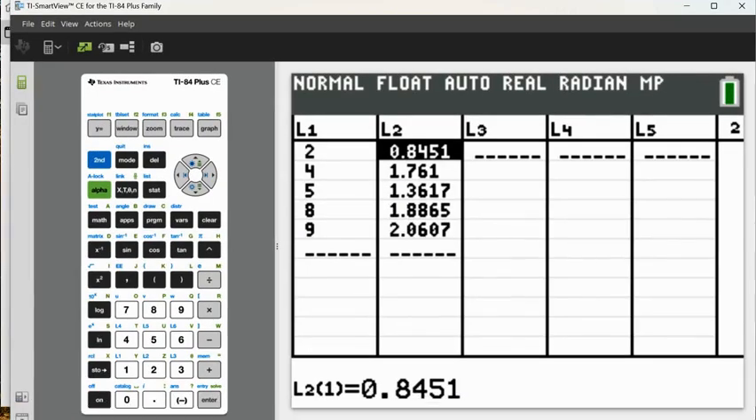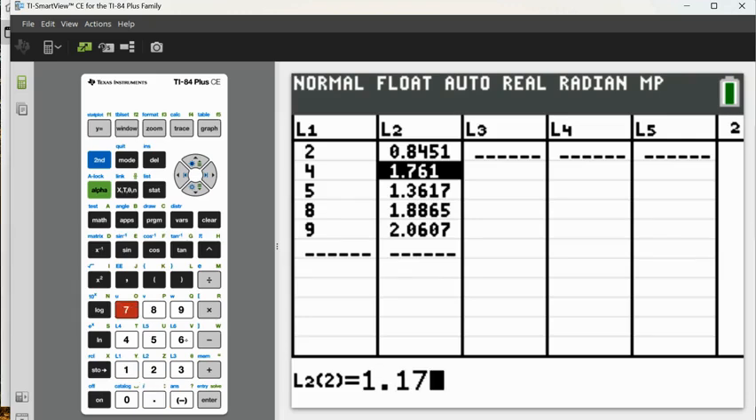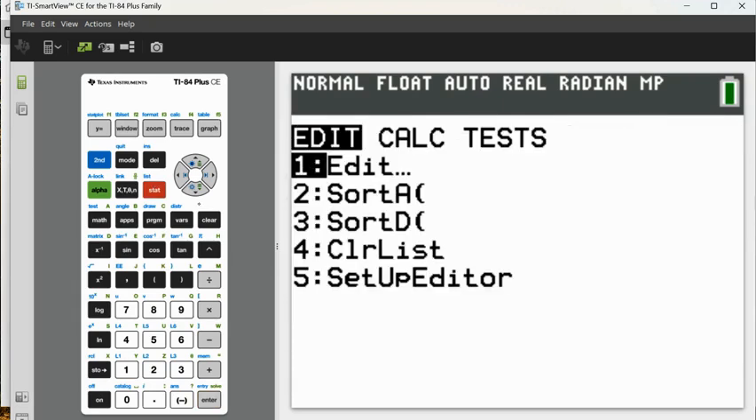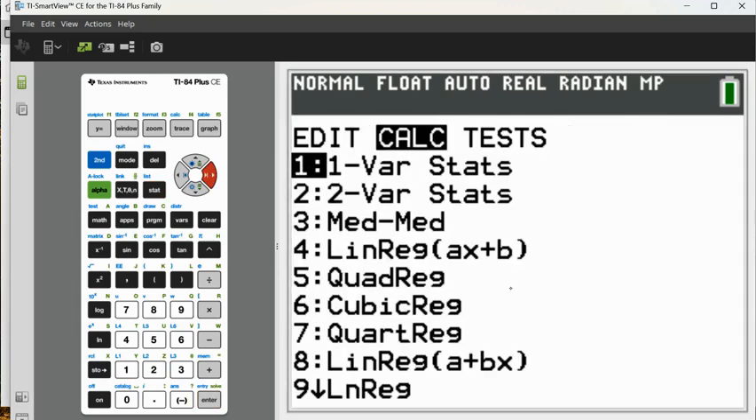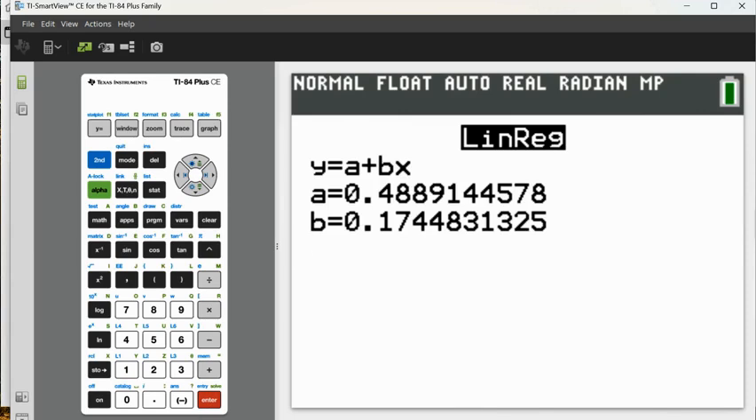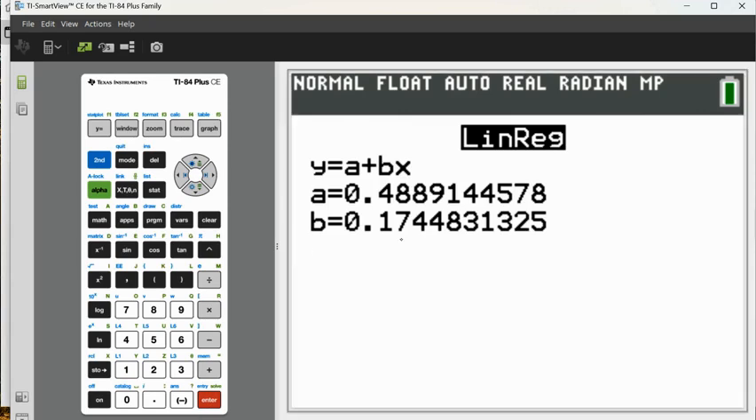So go to our TIs, and that's where I've got to fix that one point of data. Okay, so that's going to be 1.1761. Now I'm going to go to stat, scroll over to calculate. We're doing linear regression this time, and we're going to do choice 8 where we have the x in the back. I'm going to have it store it in alpha trace. We'll go ahead and put that in y1 and then have it calculate it. And we get 0.488 and 0.174 as the coefficient in front of the x.